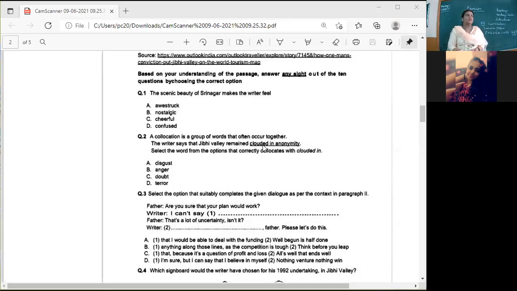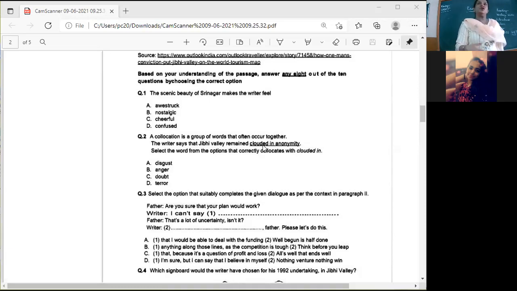Anonymous kya hota hai? No name. You see many writings, you see many poems written, and uske niche likha hota anonymous. Anonymous is not a name. Anonymous means that the poet does not want to reveal his identity. That is anonymity. Clouded in anonymity.